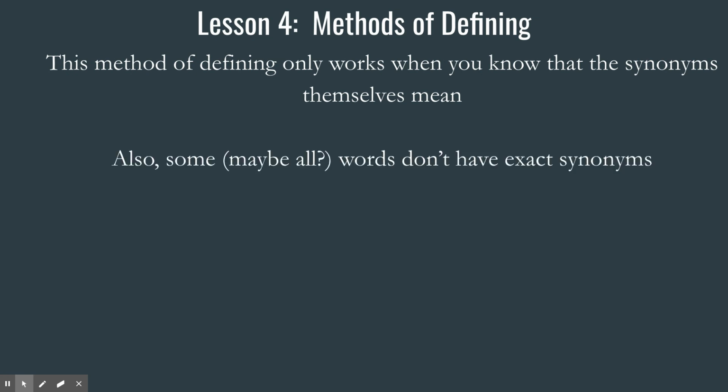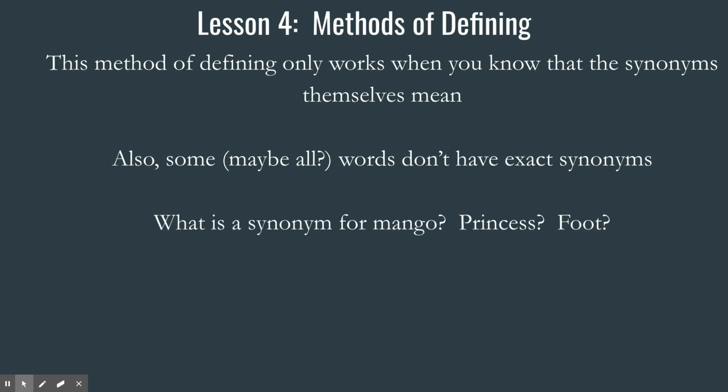Also, another limitation of defining by synonym is that some, and really probably all, words don't have exact synonyms. So for example, there's no synonym for mango. You can't say, oh, papaya. No, papaya is a different fruit. It's not a mango. There's no synonym really for foot, right? So we don't have synonyms for every single word, and we don't have an exact synonym for any word.